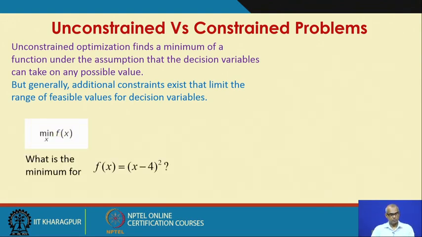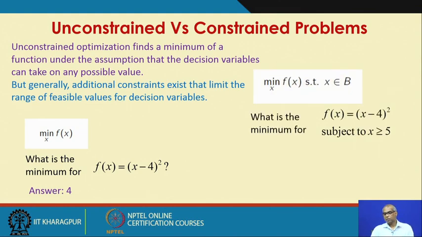For example, consider the unconstrained function f(x) = (x - 4)^2 and ask what the minimum for this function is. The function is (x - 4)^2, so obviously the minimum possible value is 0, and that happens when x equals 4. So, the answer is 4.